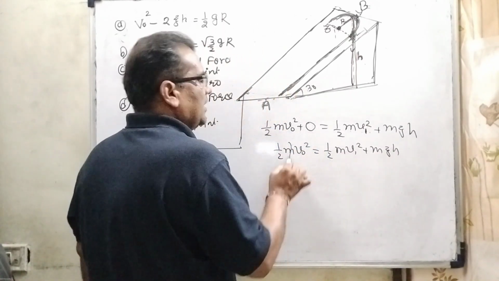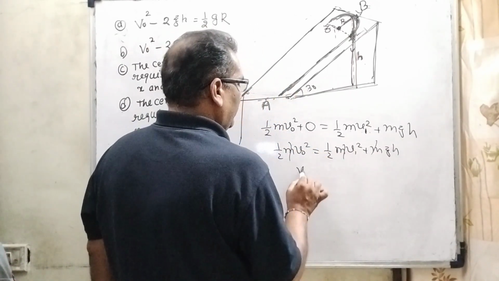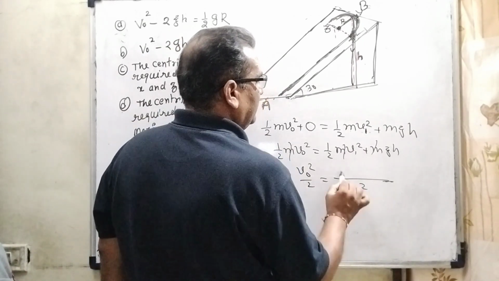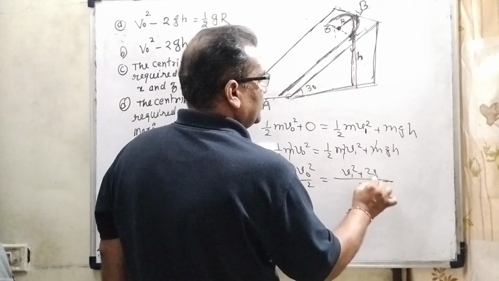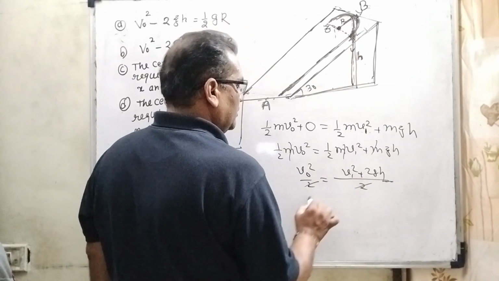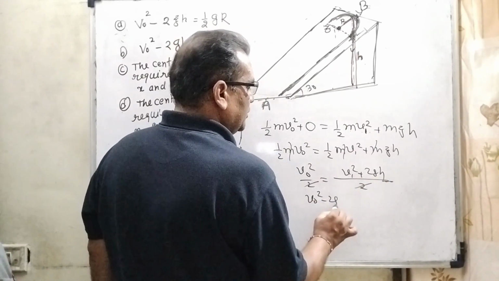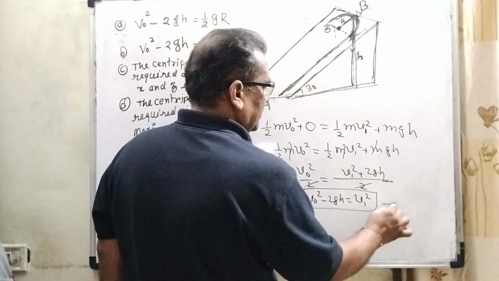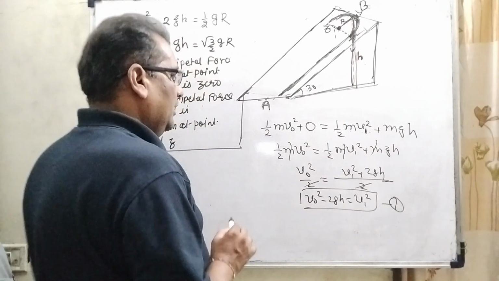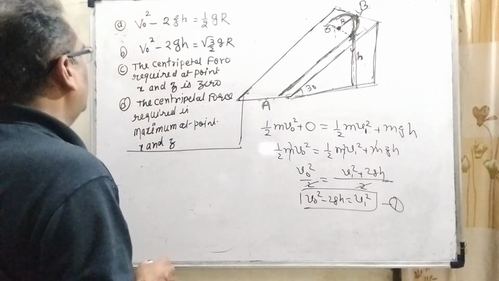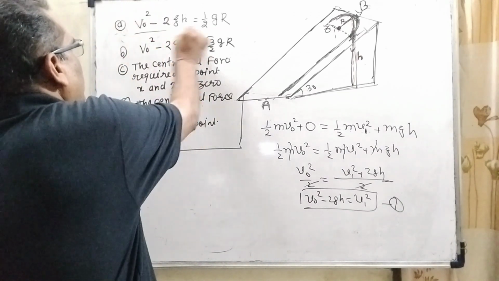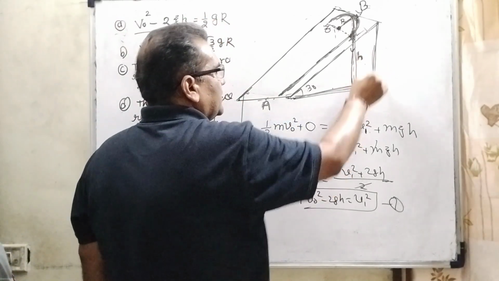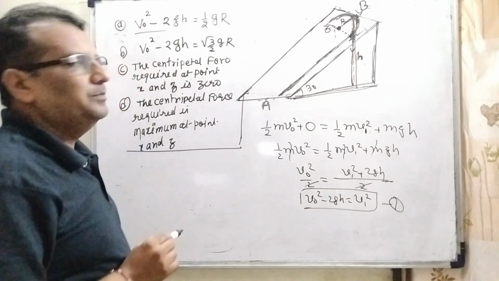m is common and cancels out. Then v0 squared by 2 equals v1 squared plus 2gh over 2, taking the LCM, and the 2 cancels out. Then v0 squared minus 2gh equals v1 squared. So this is the first equation. Let us check whether it is an answer or not. Here there is no answer in the form of v1, so now for the second we have to find v1.